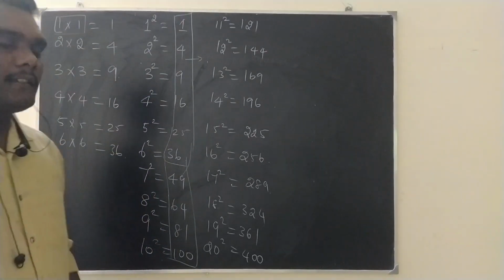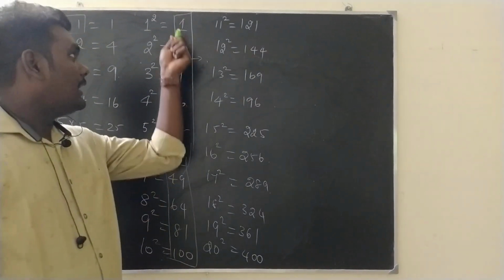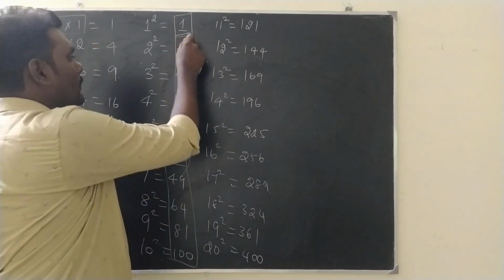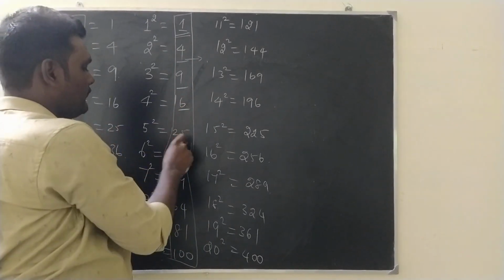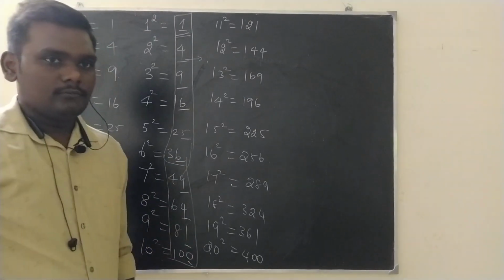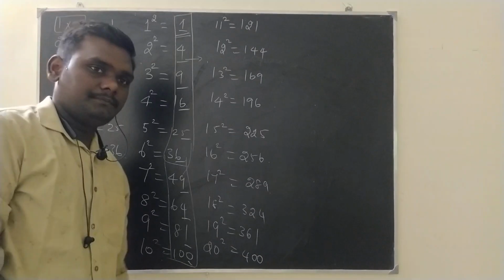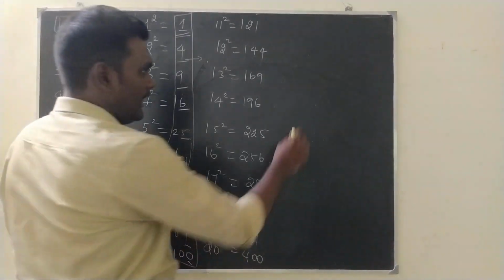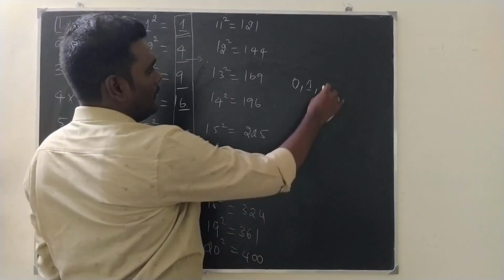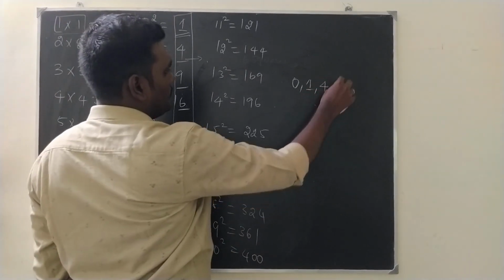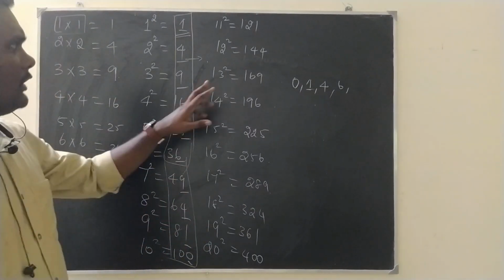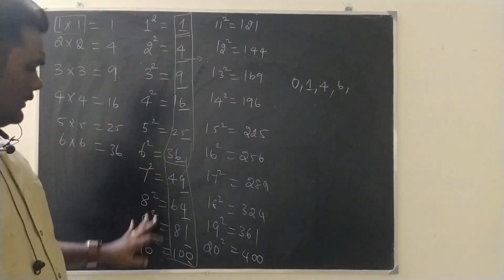Now there are some things to be noted here. Look at the last digit of these perfect squares. It ends with 1, 4, 9, 6, 5, 6, 9, 4, 1, 0. Does any other number appear? Either it will end with 0, 1, 4, 5, 6 or 9. That is all.